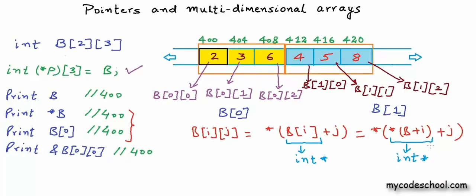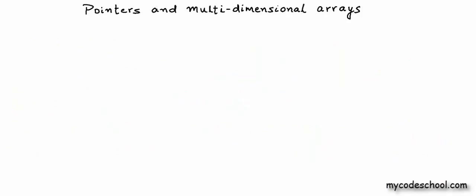By now, if you clearly understand how all the pointer arithmetic and dereferencing is happening in these expressions, then it's not very difficult to understand how things will be for, say, a 3-dimensional array. Now let's say we have created a 3-dimensional array named C. We have an array of 3 cross 2 cross 2. A 3-dimensional array is basically an array or collection of 2-dimensional arrays.